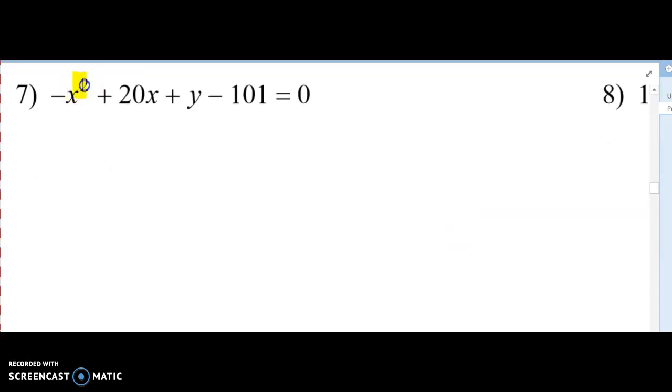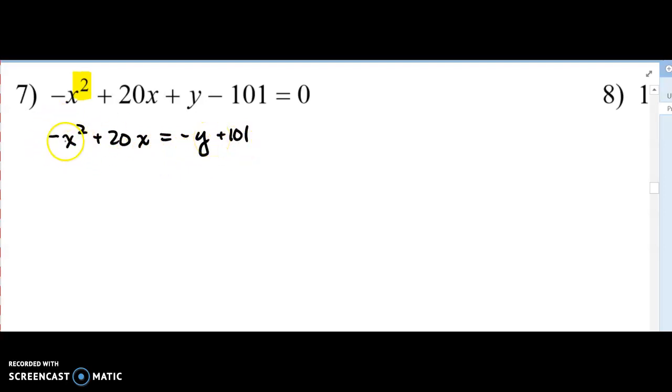So again, notice here, I only have one variable squared. Okay, so only one of our conic sections has one variable squared. So even before we do any calculations, we know this one has to be a parabola. Parabola is our only conic section that has one of the variables squared. So in this case, I'm going to rearrange and put the x's on the left, and I'm going to move the y's to the right. So I have negative x squared plus 20x equals negative y plus 101.